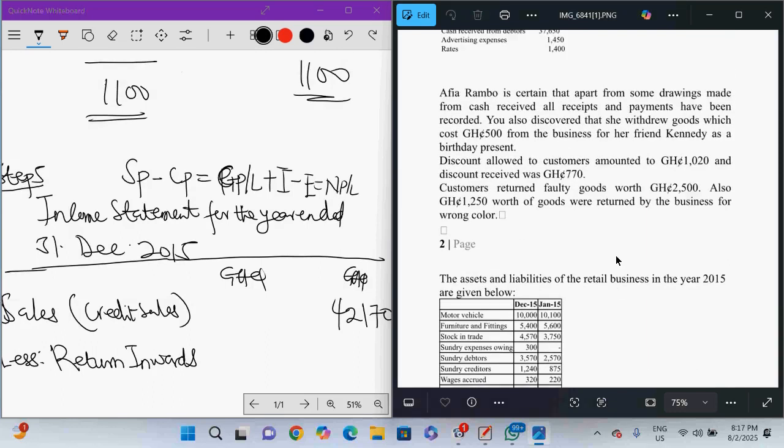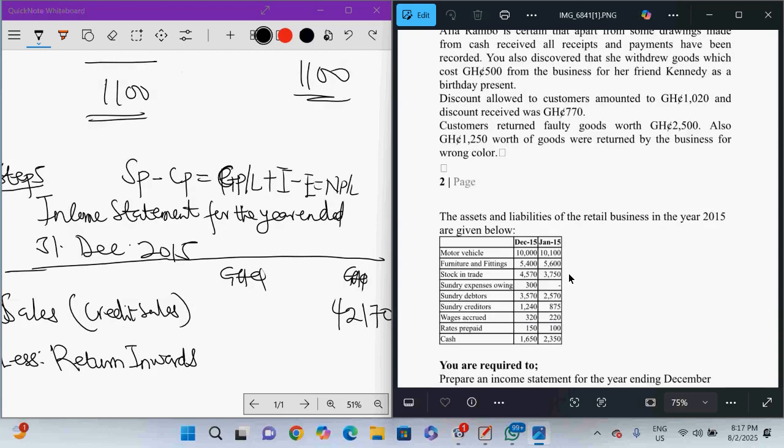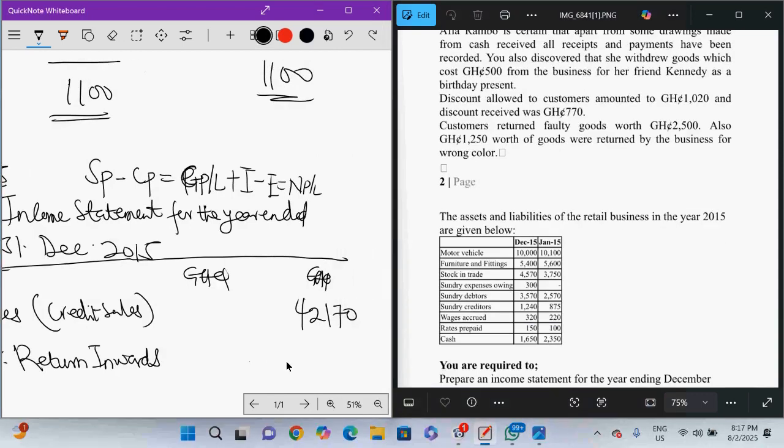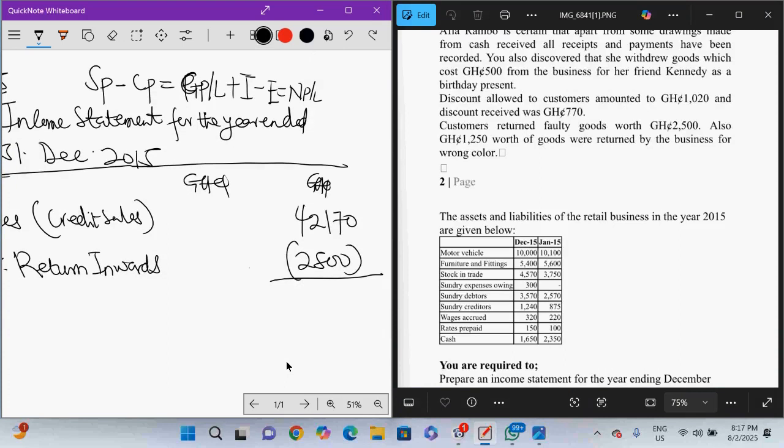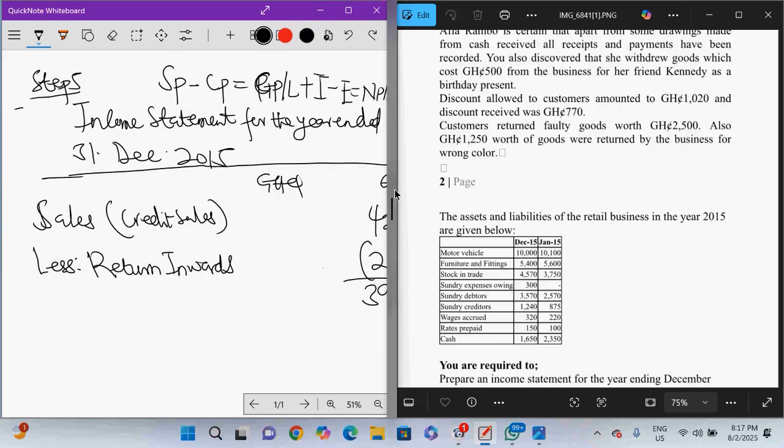His customers returned goods worth 2,500. So that is 2,500. What are you getting? That will be 39,670. Right. So we are done with the selling price.